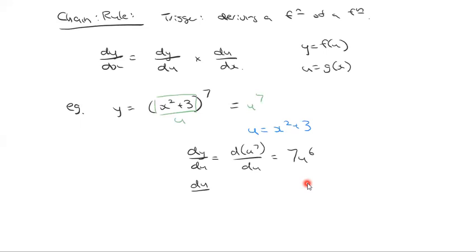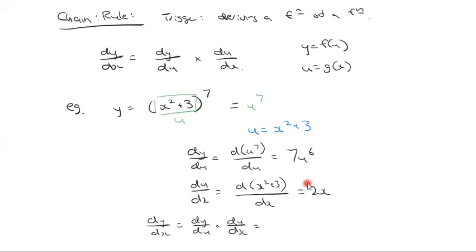du/dx must equal the derivative of x squared plus 3 with respect to x, which is 2x, which means your dy/dx is dy/du times du/dx, which you can think of as 7u to the power of 6 times 2x, which you can then think of as 14x times (x squared plus 3) to the power of 6.